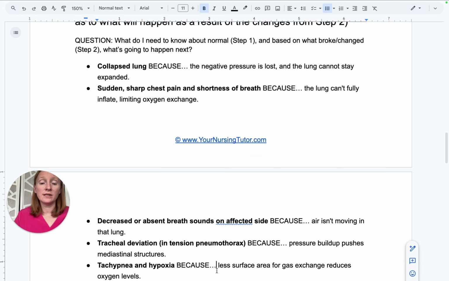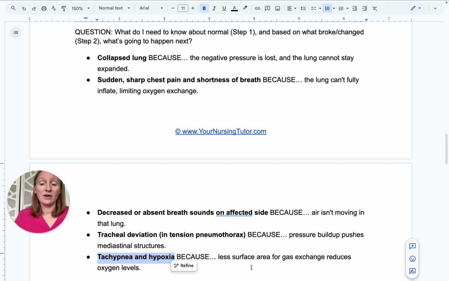We're also going to expect to see tachypnea and hypoxia because the surface area for gas exchange reduces the oxygen levels. So tachypnea is fast breathing, so above 20 breaths per minute, which if you don't know the normal range for breathing, that's something you can go back to add to step 1.